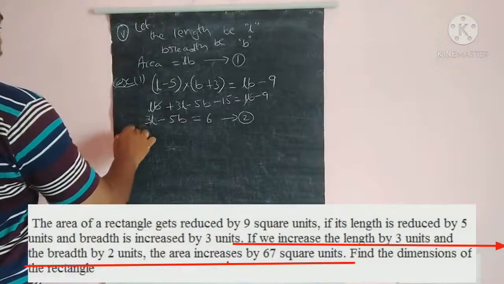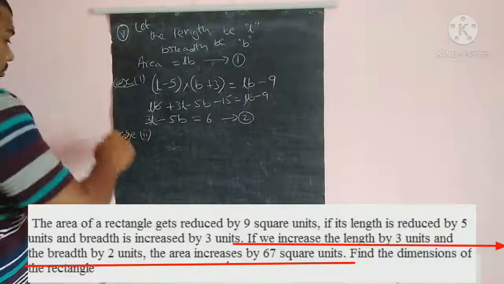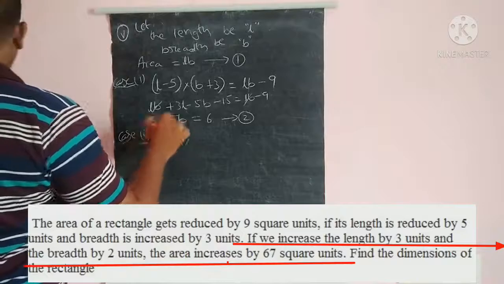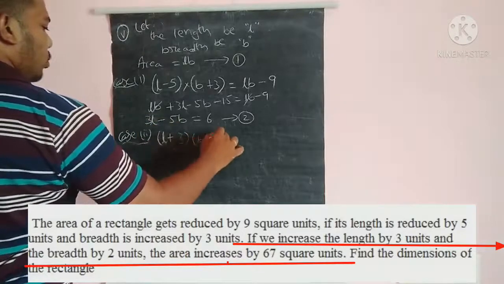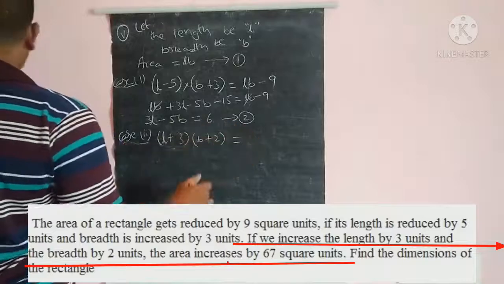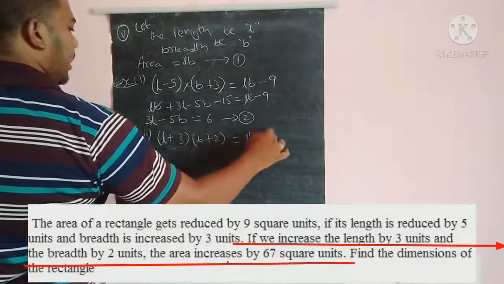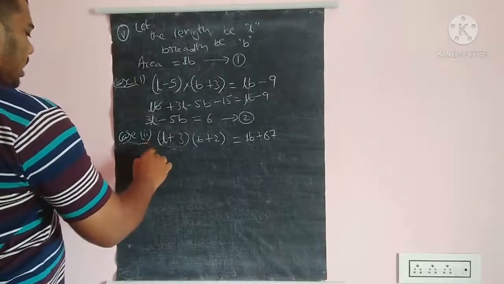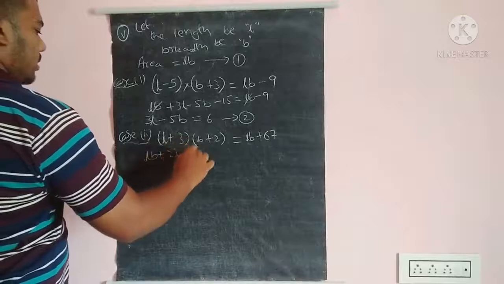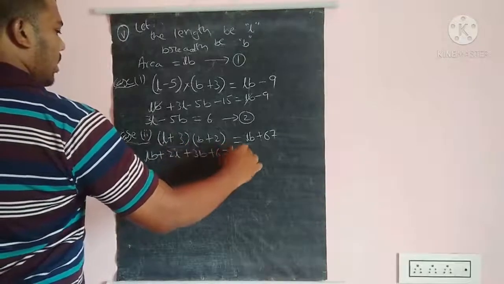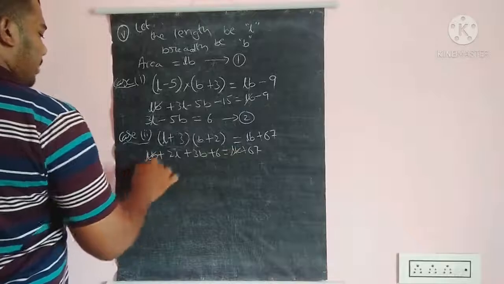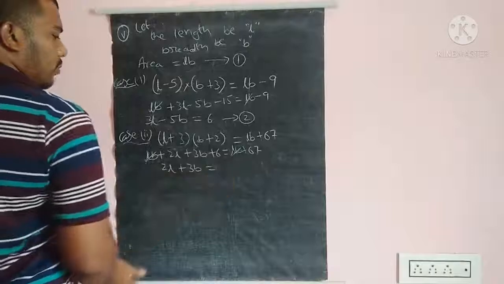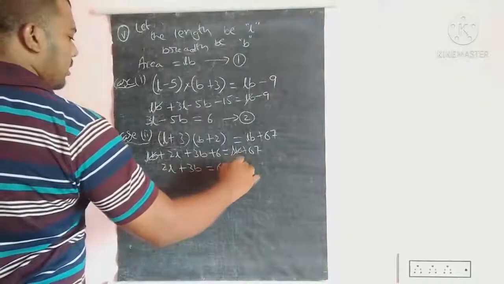Next, case 2. Length increased by 3. So new length is L plus 3. Breadth increased by 2. In such case, when compared, the area is increased by 67. New length into new breadth: LB plus 2L plus 3B plus 6 is equal to LB plus 67. LB gets cancelled. 2L plus 3B is equal to 67. Transpose 6. 67 minus 6, 61.